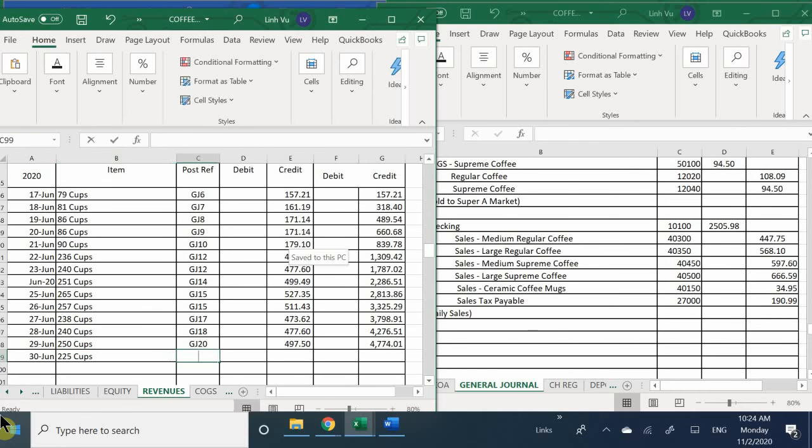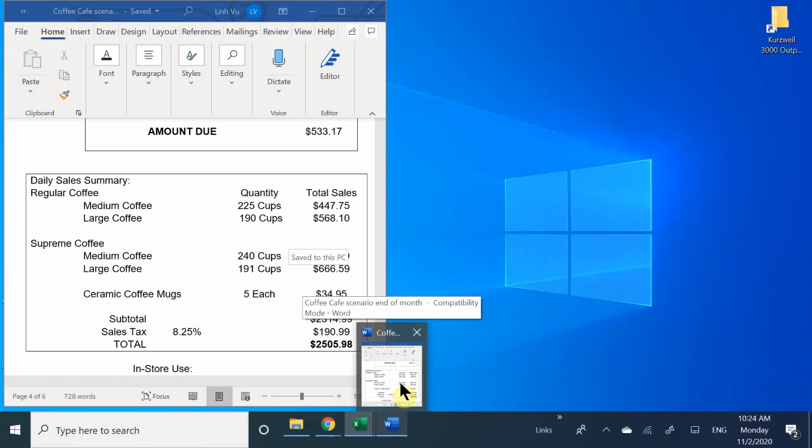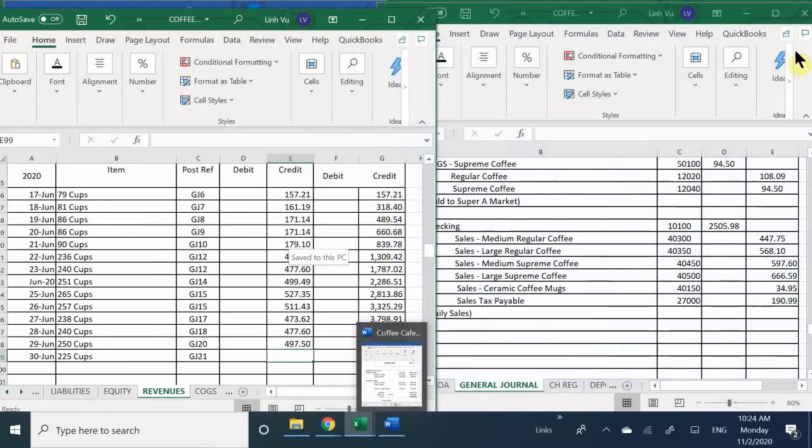Okay, general journal 21. So how much did that cost me? Or how much did I actually sell in total? What was my amount? 447.75.